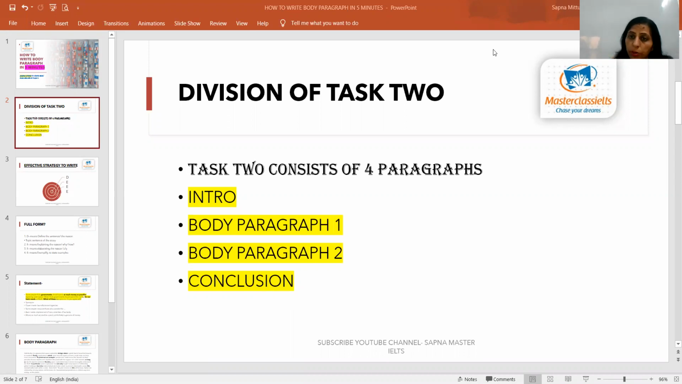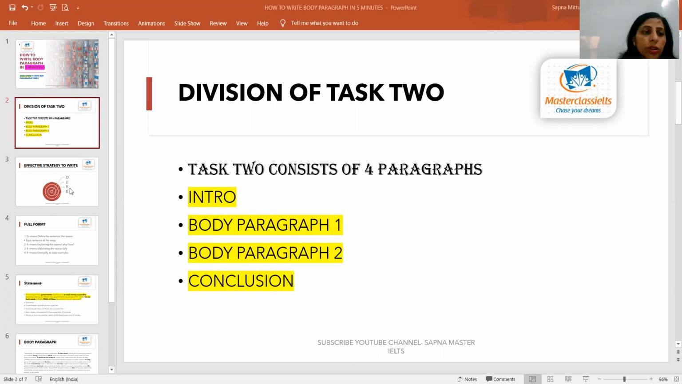Body paragraph 1, then body paragraph 2. Make sure the intro is about 30 to 40 words. In body paragraph 1 and body paragraph 2, you can write 6 to 7 sentences. Then the conclusion is the simplest one, which is the same as the introduction. In the previous video, I have already told how to write an introduction in just 5 minutes. If you haven't seen it yet, go and watch that video, for sure, because you will get an idea and the basic steps to write an introduction.